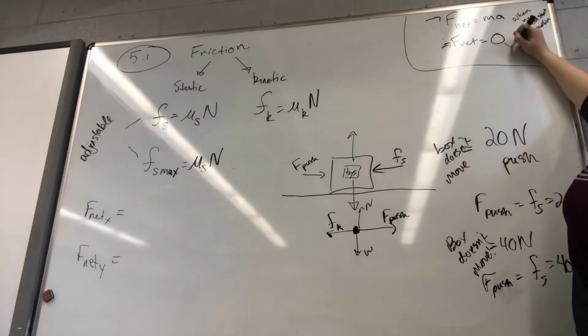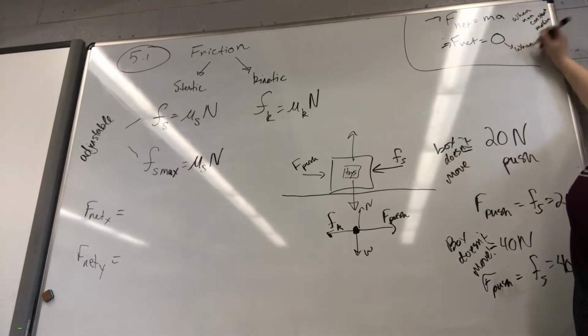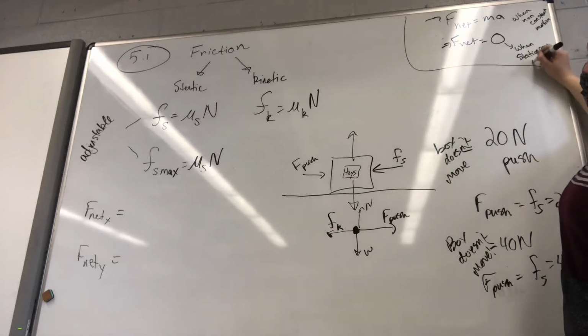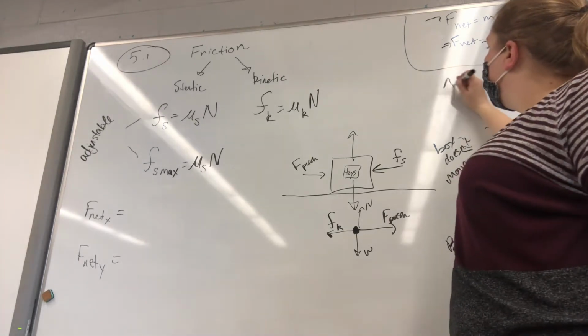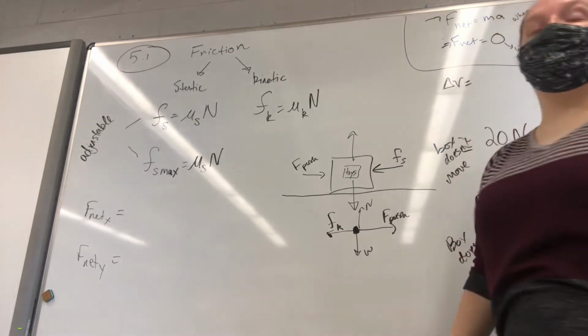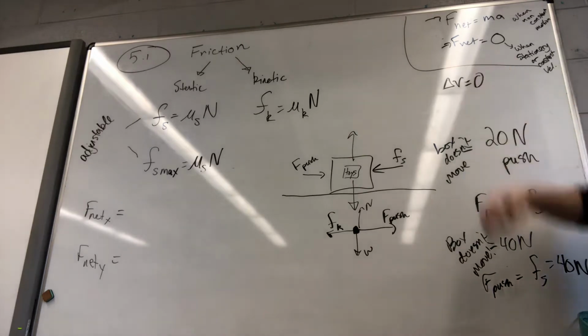F net equals 0 when stationary, so not moving, or at constant velocity. Okay? And remember that it's because constant velocity means change in velocity is 0.